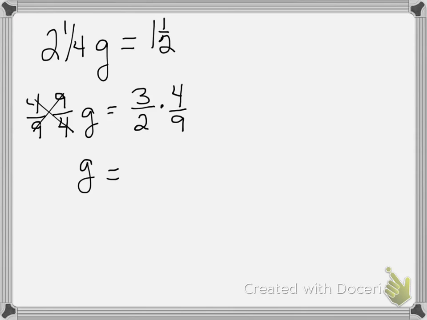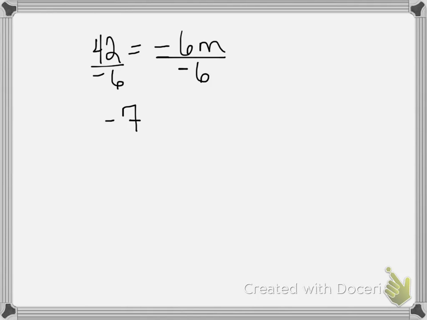So g equals, let's see here, 3 times 4 is 12, 12 over 18, which we simplified into 2 over 3. Which is what our g is equal to. So that's how you solve problems that involve fractions. That was a multiplication problem.